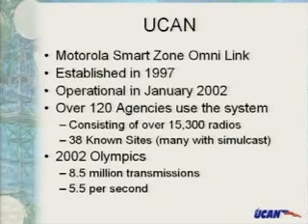So our system in Salt Lake, I'll talk real quick about it. It's called the UCAN system. It was a Motorola SmartZone OmniLink. So it's that last slide. It's the big monster one. It was established in 1997, became operational in January of 2002, just in time for the 2002 Winter Olympics. This system was a big part in the Olympics and really got funded and backed because the Olympics were there in Salt Lake. It's currently operating with over 120 agencies on the system, and it consists of over 15,300 radios.